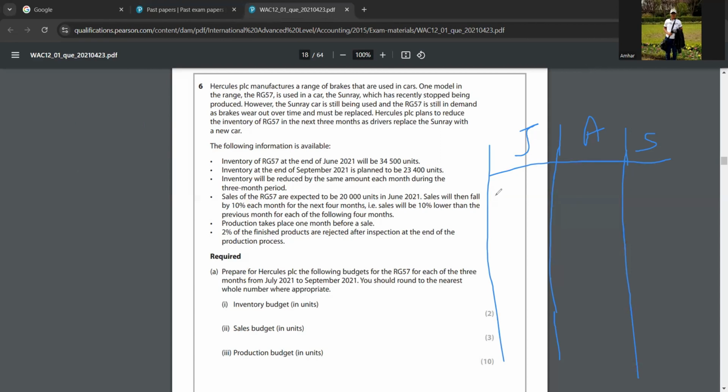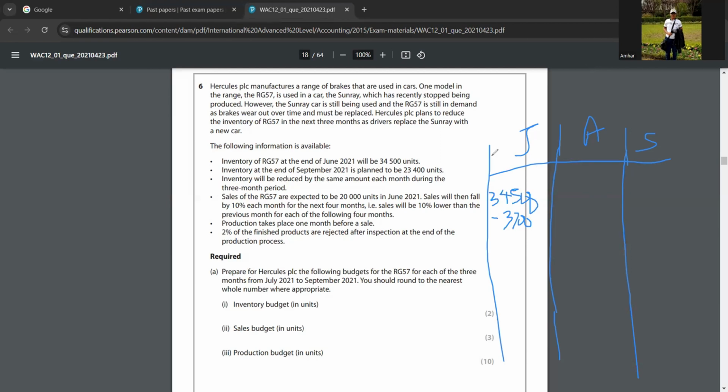So for July, what you have to do is this: 34,500 minus 3,700. Okay. Minus 3,700. Then you will get 30,800. So that answer is for July. Now for August, 30,800 minus 3,700. Then that is 27,100. And then for September, same, don't need.